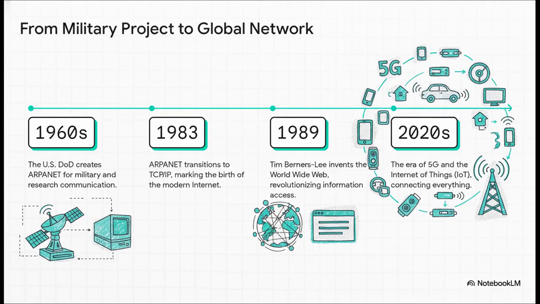Then, a huge turning point happened in 1983. That's when it officially switched over to using TCP/IP, that universal language we talked about. A lot of people say that was the real birthday of the modern internet. Fast forward to 1989 and boom! Tim Berners-Lee invents the World Wide Web, which finally made the whole thing easy for regular people to use. And all that history leads us right here to the 2020s, the era of 5G and the Internet of Things, where we're connecting, well, everything.